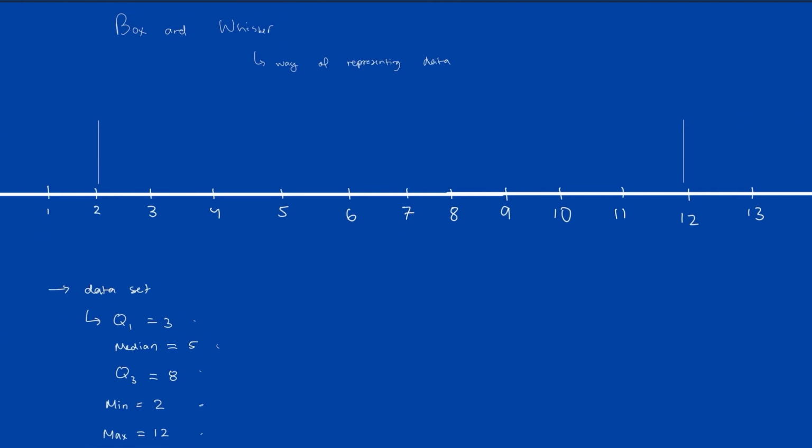Now you look at your Q1, median, and Q3 values. So the Q1 value is at 3. So you draw a line that's a bit shorter than the lines you just drew. Then you do the same for your median, so the same length. And same for Q3. So Q3 is 8, you draw a vertical line at 8.